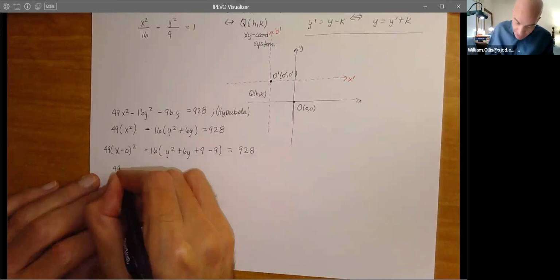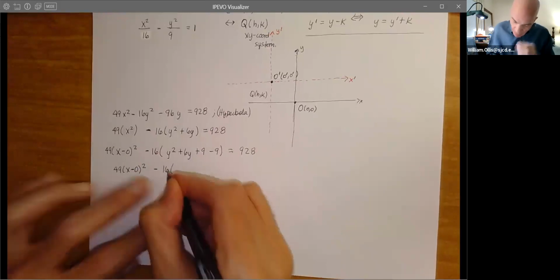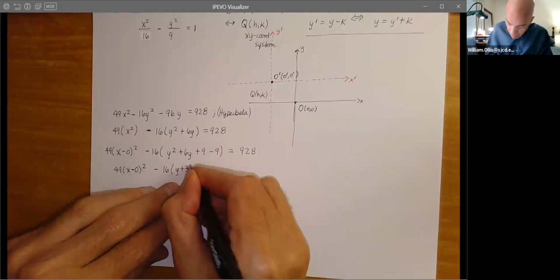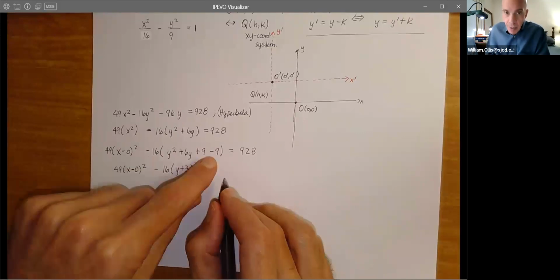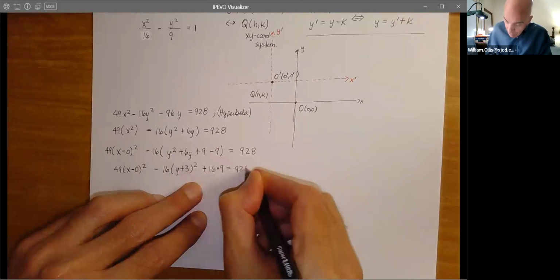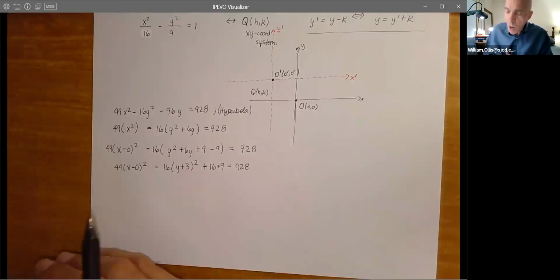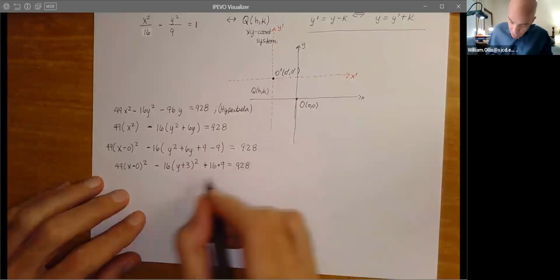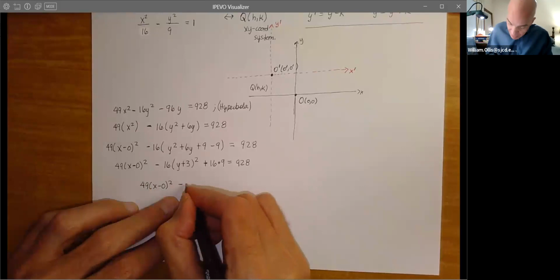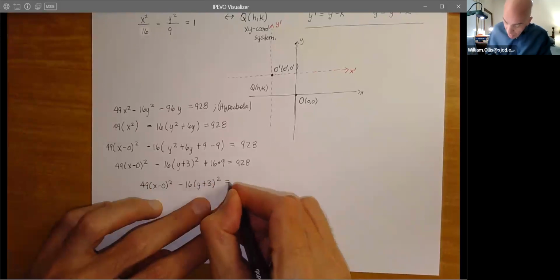So now what does this give us? Well, this gives us 49 times x minus 0 quantity squared. And now we have a minus 16, and notice this is just going to be y plus 3 quantity squared. But then we have a negative 16 times a negative 9, which is a positive 16 times 9. That was the additional product of waging war on this problem. We get stuck with that. So this gives us 49 times x minus 0 squared minus 16 times y plus 3 quantity squared equals 928.